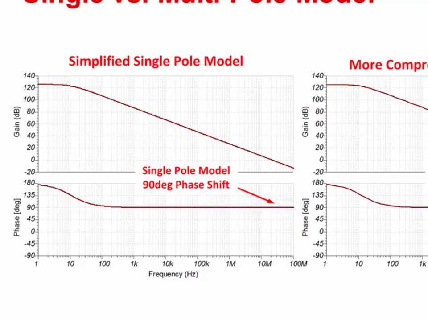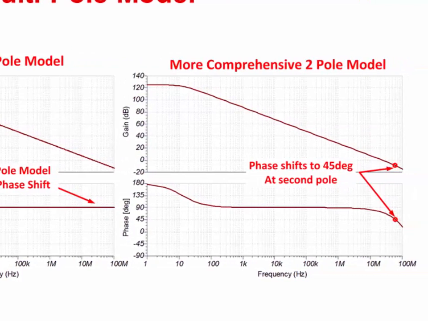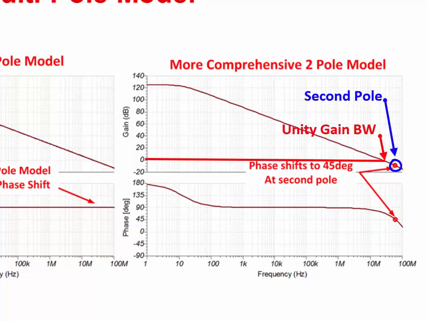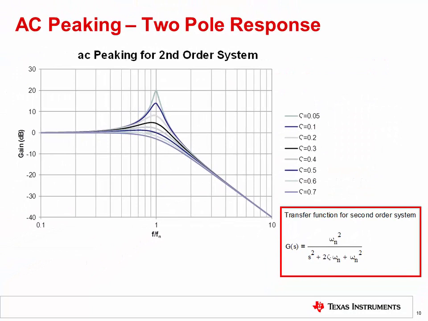Recall that phase starts to change 1 decade prior to the pole frequency. On the right side, we see the AOL and phase curves for a more comprehensive 2-pole simulation model. Again, we see the presence of the dominant pole at low frequency. Looking at the phase plot, we see a shift, which indicates the presence of a high frequency pole. Notice that even though the pole is located beyond the unity gain bandwidth, it still affects the phase within the bandwidth of the device.